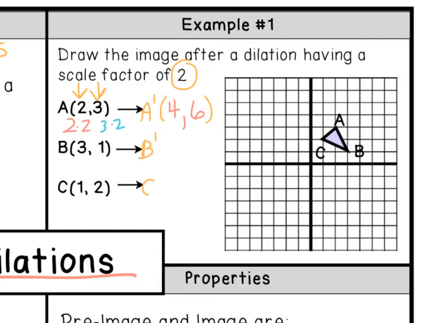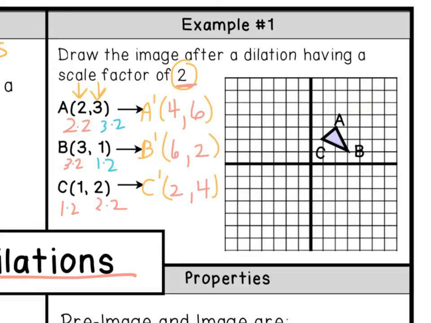We do the same thing for the other ordered pairs. We use the scale factor of 2. So 3 times 2, that becomes 6, and 1 times 2 is 2. And our final one, 1 times 2 is 2, and 2 times 2 is 4. So I have all of my ordered pairs, so now I'm going to plot my new image. If the scale factor is 2, that means this triangle is going to double in size. So let's go ahead and see how this looks.